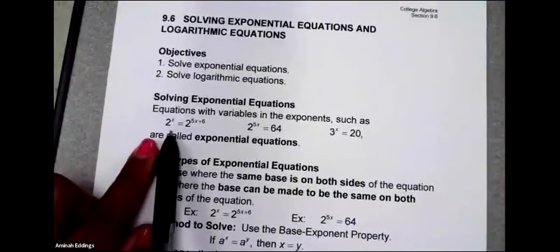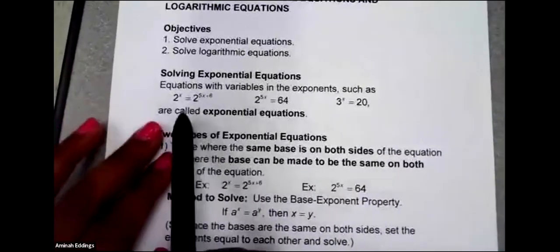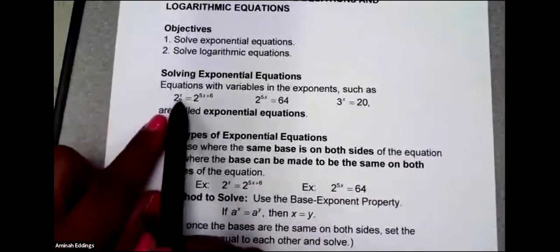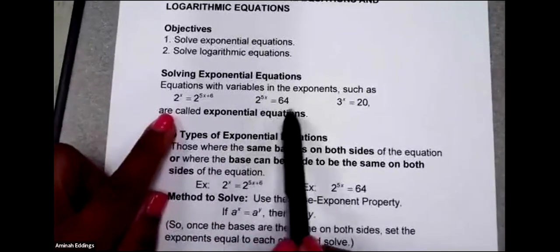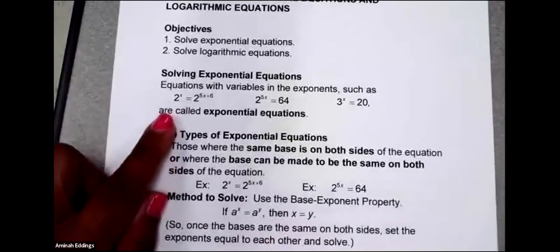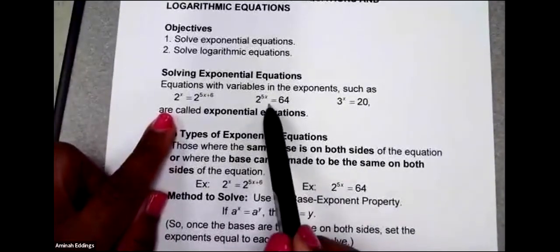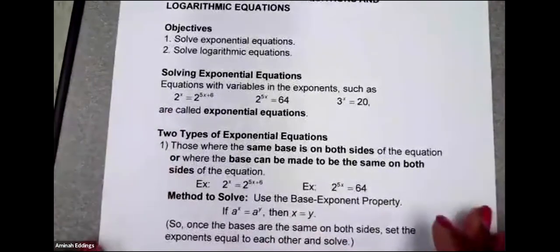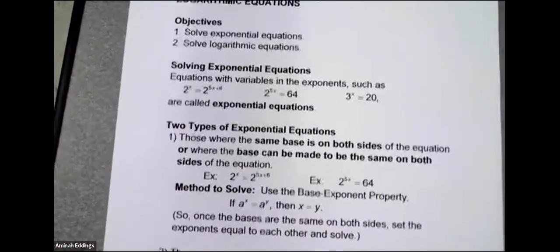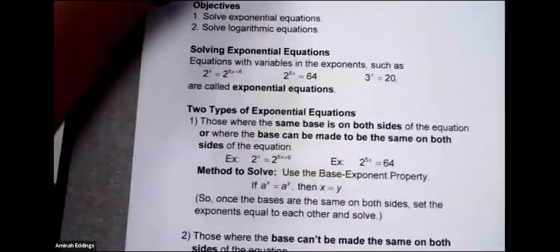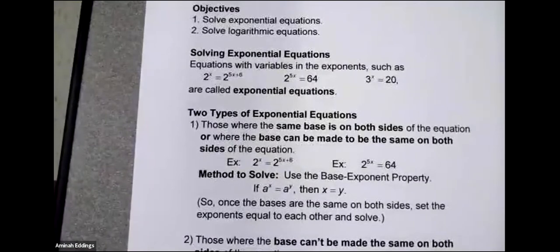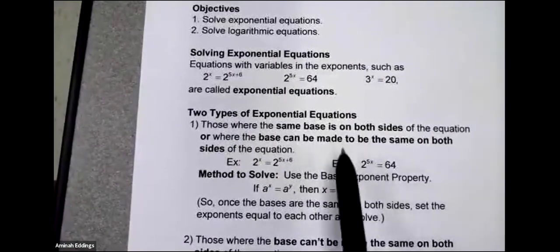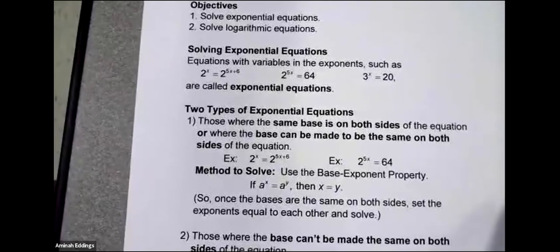So if we look at this problem here, we have an equation and our variables are in our exponents. So we call this an exponential equation. We call this an exponential equation as well because our variables, again, are in our exponents and we have an equation. We have two types of exponential equations. We have one where the base is the same on both sides, and then we have one where the base can be made to be the same on both sides.